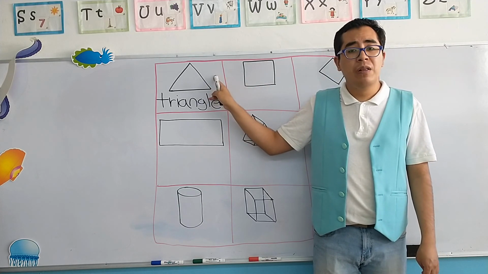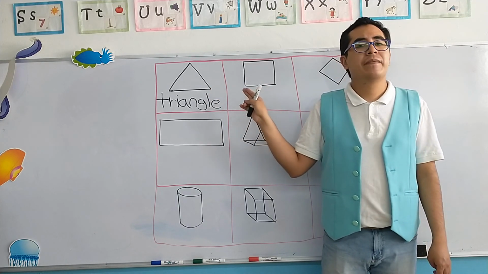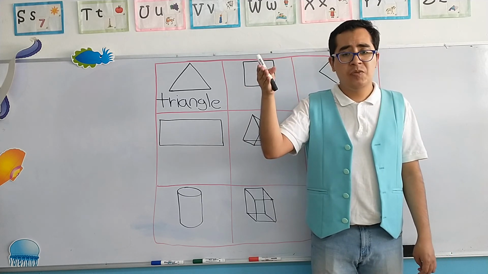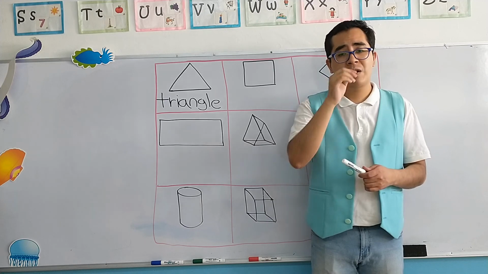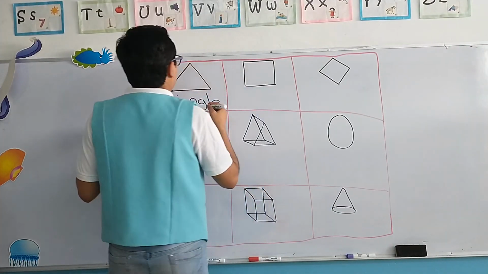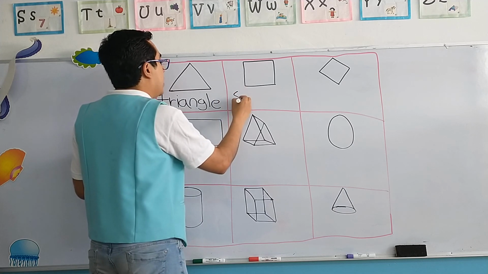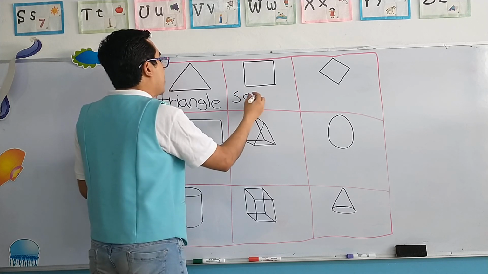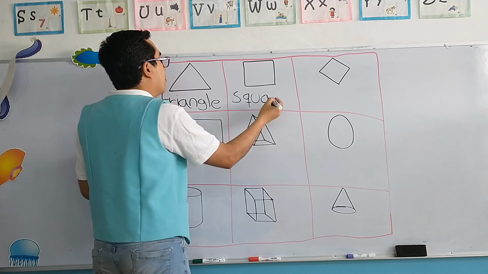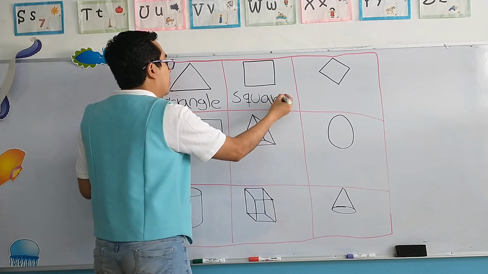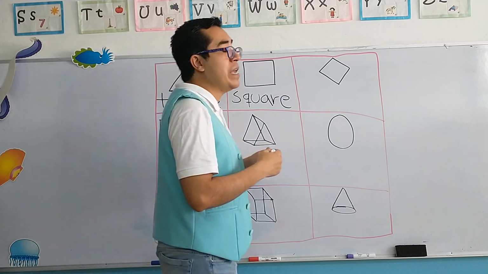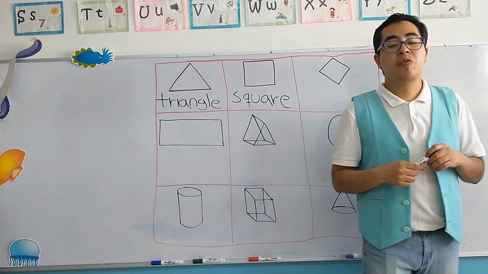After the triangle, what do we have? Okay, it's called cuadrado, but that's in Spanish. With the teacher Jacob, square. Very good. S, Q of queen, U of umbrella, A of apple, R of Rodrigo, E of elephant. Square.